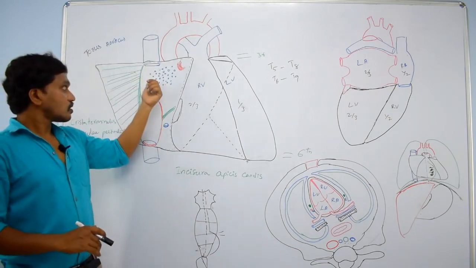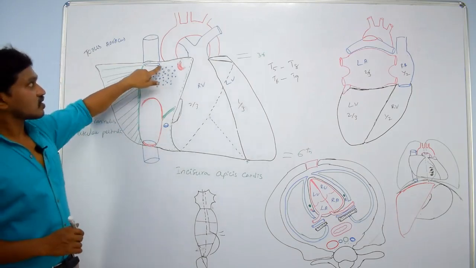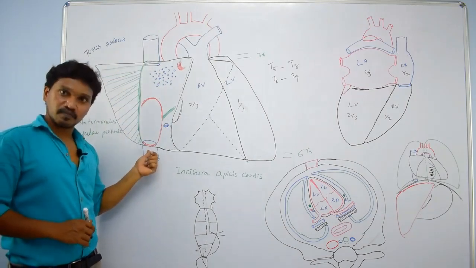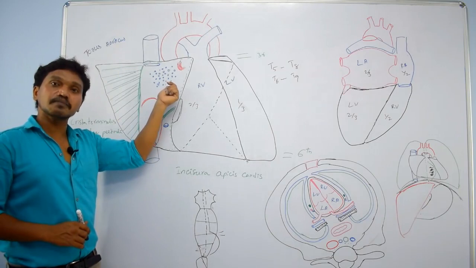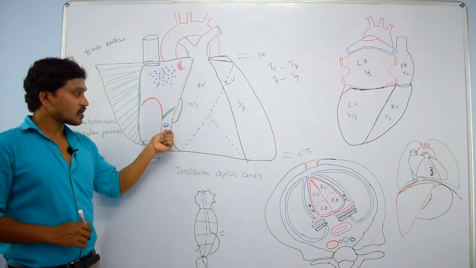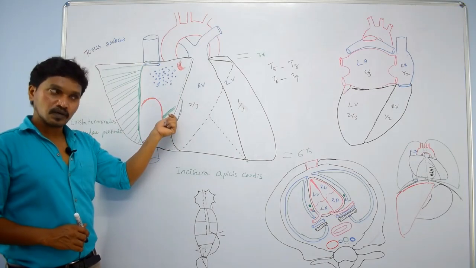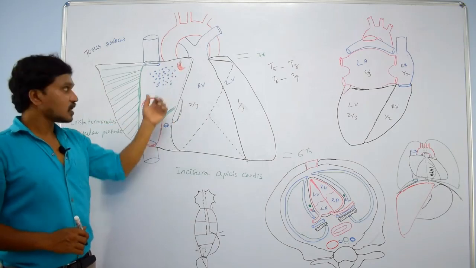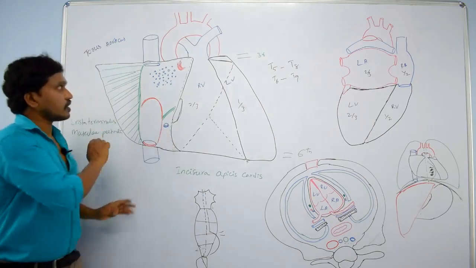Then the posterior smooth surface. The posterior smooth surface has the superior vena cava opening, the inferior vena cava opening, then small veins, venae cordis minimae, then the opening of the coronary sinus, the triangle of Koch, and the torus aorticus. These are the structures present in the smooth surface, and you have to remember them. Clear? So I will tell one by one.